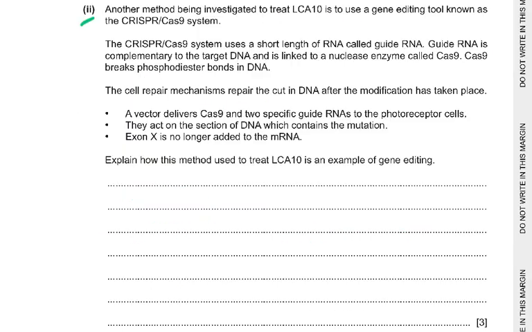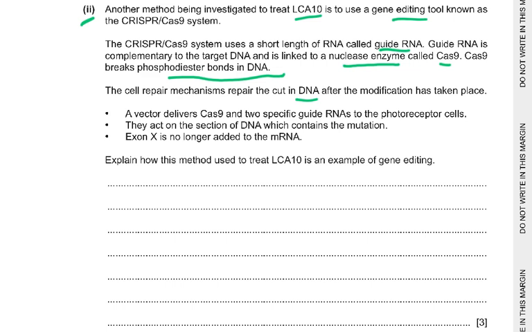Then coming to the last part of this question, another method being investigated to treat LCA10 is to use a gene editing tool known as the CRISPR-Cas9 system. The CRISPR-Cas9 system uses a short length of RNA called guide RNA. Guide RNA is complementary to the target DNA and is linked to a nuclease enzyme called Cas9. Cas9 breaks phosphodiester bonds in DNA. The cell repair mechanism repairs the cut in DNA after the modification has taken place.